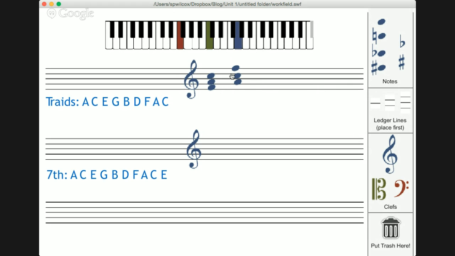And if I did that one more time, I could take the bottom and put it above. I could get a C, F, and then A. So that would be another inversion. Let's see if I can clean that up a little bit.